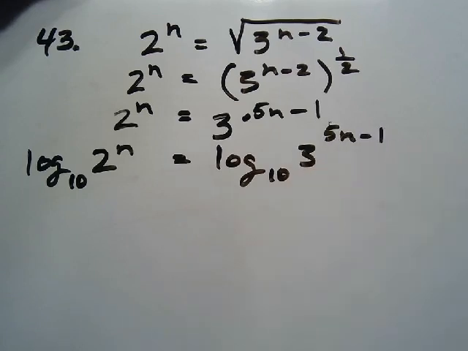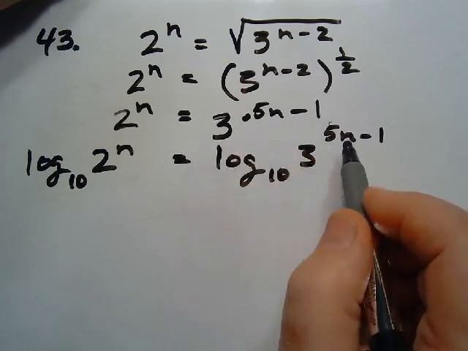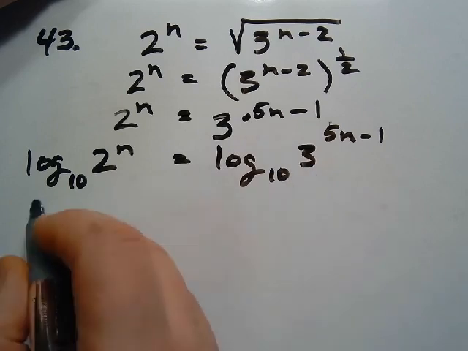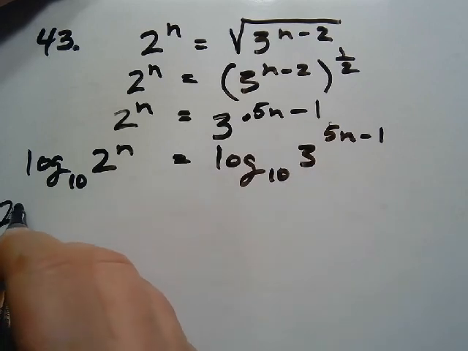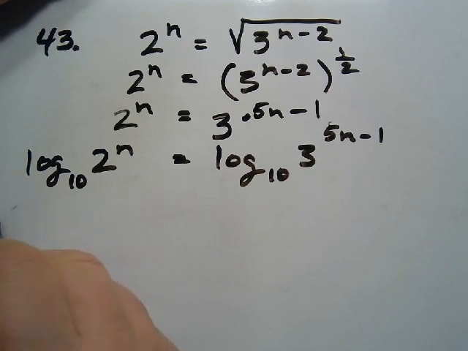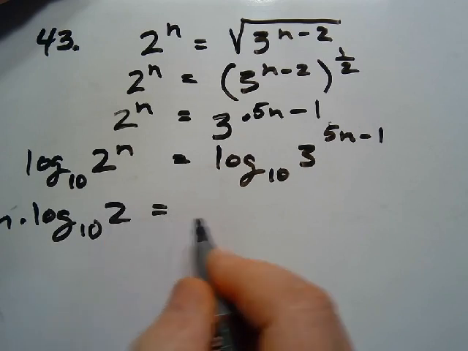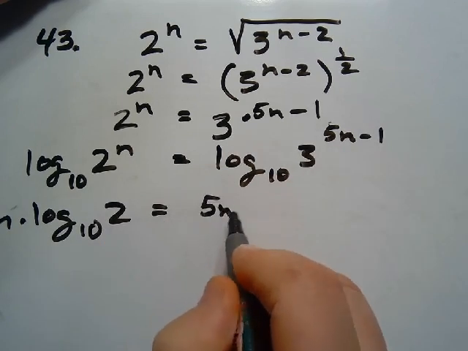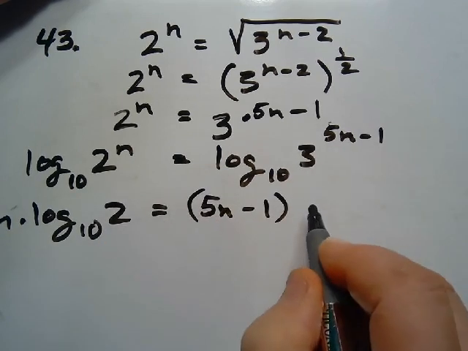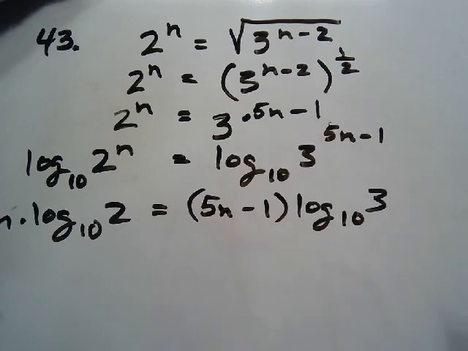Remember, those exponents got to look nice and high there so they don't get confused. All right, since we're requesting a log here, we can use the power of the product and drive that around to the front. This is just n times log base 10 of 2. Drive that around to the front: (5n minus 1), put parentheses around it, times log base 10 of 3. Remember, the exponent just drove around to the front.